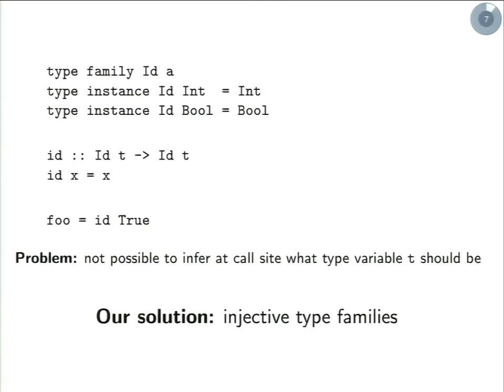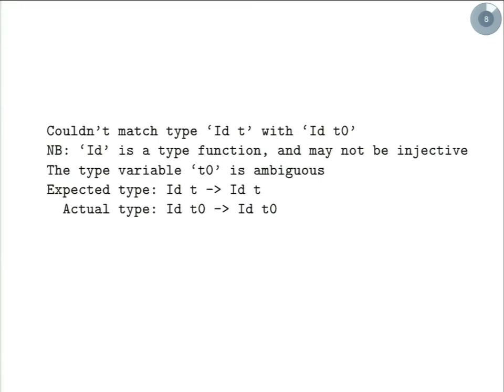And so our solution here is introducing injective type families, that is, allowing users to inform GHC that a given type family declaration is injective. And I demonstrated one error message here on this slide. But another error message that you will often see with type families is this one, which looks a bit nonsensical because it says that we couldn't match type IDT with IDT0 because the type family may not be injective. How many of you have actually seen this error message? Okay, so we're not solving a contrived problem. That's good.